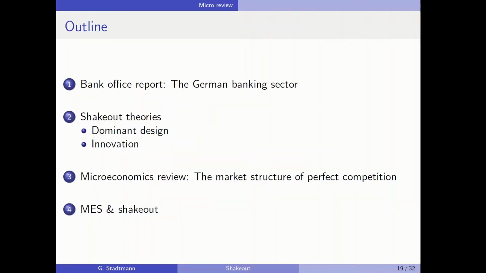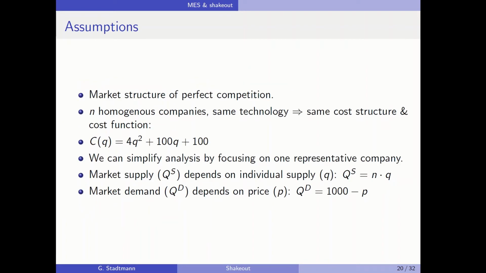Welcome back to class. In this lecture, we learned that the number of banks within the German banking sector decreased significantly over time. Therefore, we introduced different shakeout theories, and we performed a microeconomic review in order to understand one specific shakeout theory, which will be rolled out within this part of the lecture. Let's have a look at the assumptions.